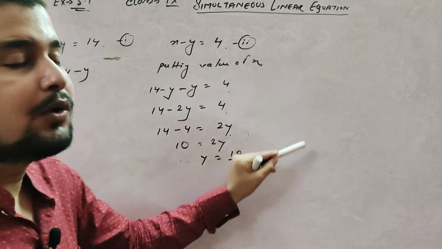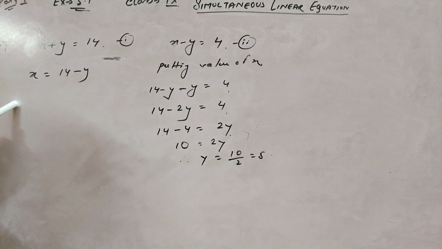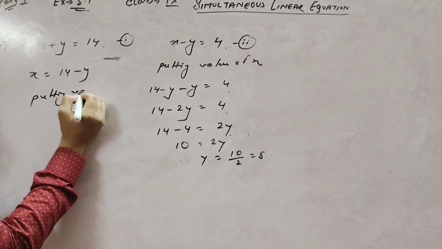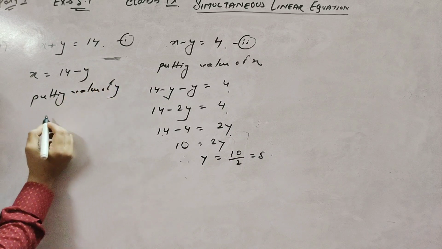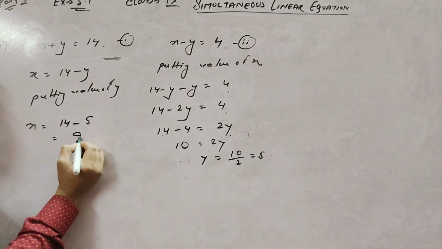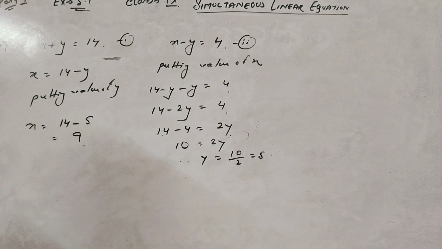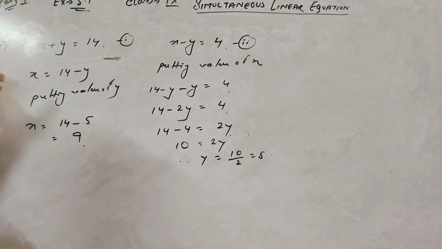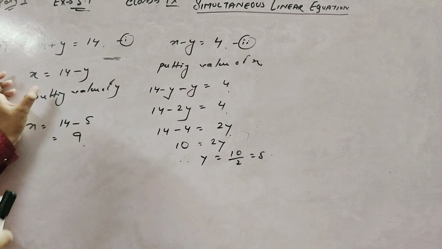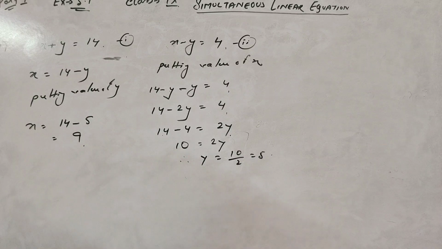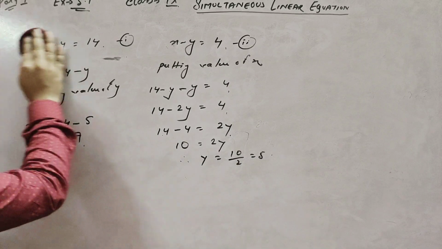So we get the value of y. Put the value of y in this and then we get the answer of x easily. So putting the value of y, x equals 14 minus, in place of y you write down 5. So your answer is x equals 9. So what we learn in this method: you find the value of x from equation 1, and after getting the value of x you just put the value of x in equation 2, nothing more. Okay, note it down.